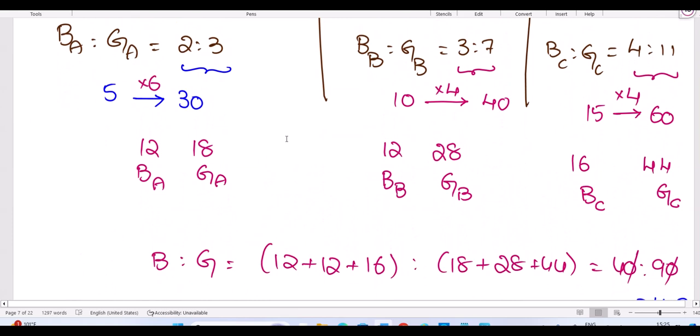Next, go for fifth question once this is done. Fifth one, once this is completed, see the fifth question.